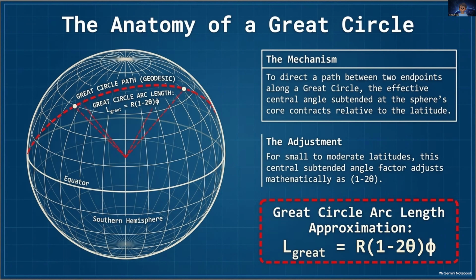The great circle mechanism gives the direct path between two points along the great circle. The effective central angle subtended at the pole is contracted relative to the latitude. The adjustment for small to moderate latitude, the subtended angle factor, is adjusted mathematically as 1 minus 2 theta over pi. The length of the great circle is r times phi times 1 minus 2 theta over pi.